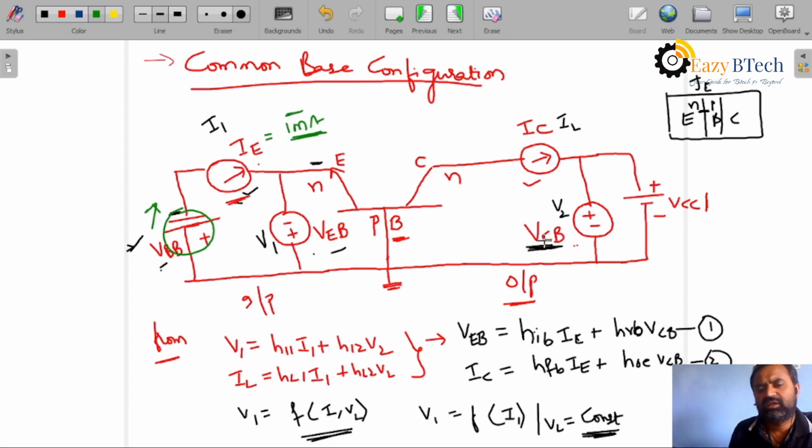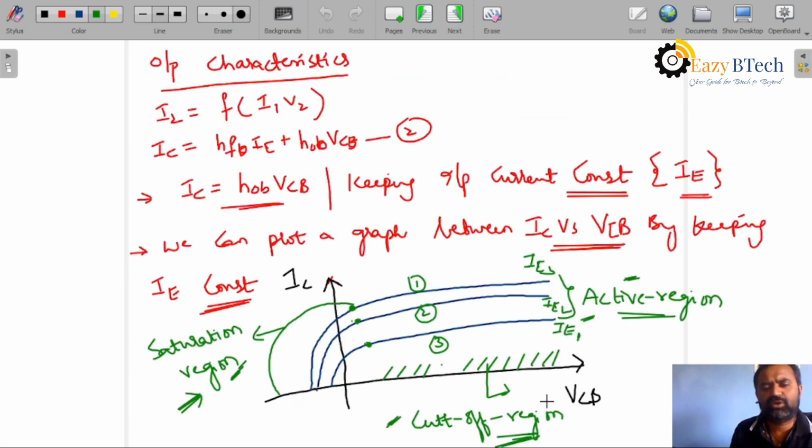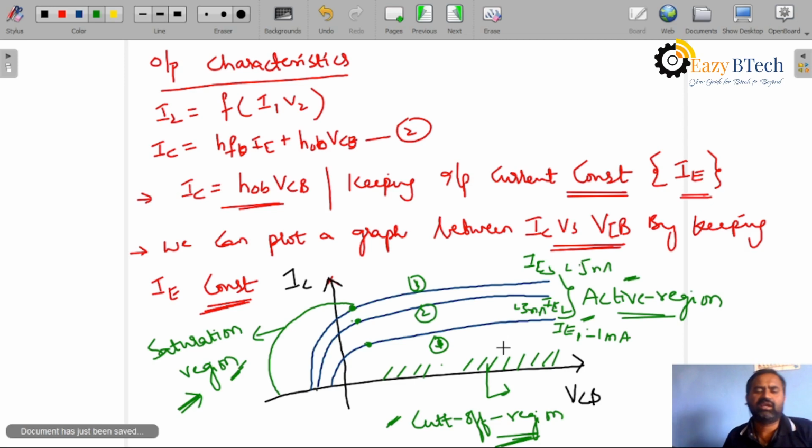Now go to the output VCC. By changing VCC, you can note down the value of IC and VCB, then we will get a graph between output current versus output voltage. These plots are drawn. Okay, we will draw in this manner. IE at 1 milliampere, 3 milliampere, 5 milliampere. By taking the IE value constant, we will get a graph between IC versus VCB.